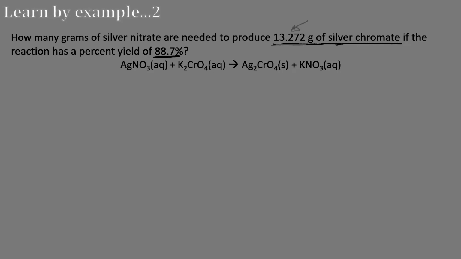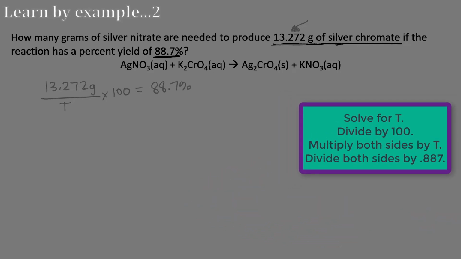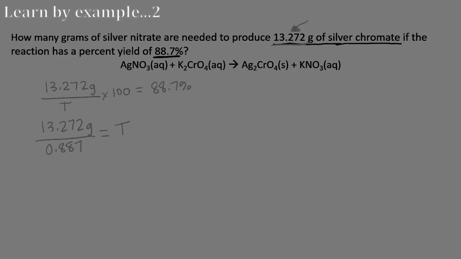So in order for me to make this as my actual yield, remember it's actual over theoretical, I'm going to plug this into actual. Down here is my theoretical yield times 100 would be equal to 88.7%. So if I rearrange this equation, I would divide by 100, so I'd get 0.887, and I would end up having to divide the 13.272 grams by 0.887, and that would give me my theoretical yield that I need to use for the math here. That ends up being 14.962 grams of silver chromate. So theoretically, I have to use that number in order to get how many grams of the silver nitrate I would actually put into this to produce that.